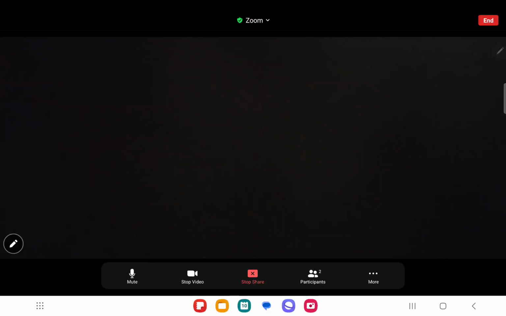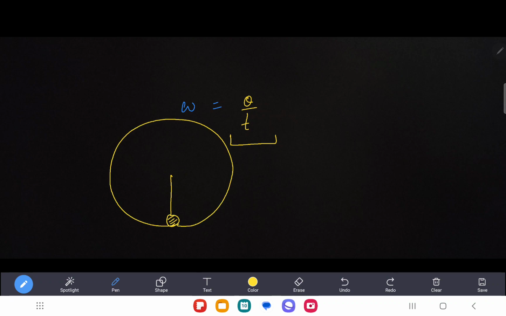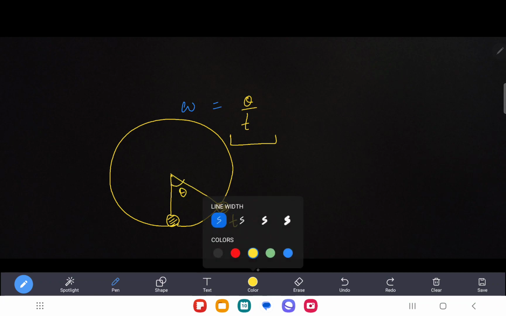When I say omega equals what? Omega equals theta upon time. This is the formula when we are stopping the bob at any time t in between. The bob has not yet covered the entire distance. So the bob is at some point here, covering some theta in some time t.